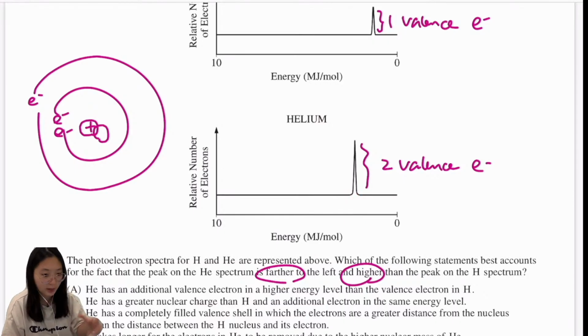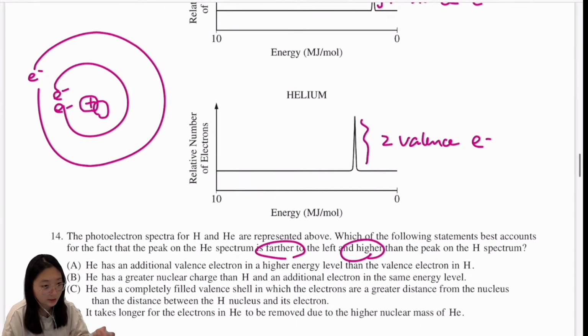So that means the binding energy, or ionization energy, is bigger. This is because helium has twice as much effective nuclear charge. It has 2 protons, so the electrons experience a greater attraction force toward the nucleus. They're bonded stronger toward the nucleus, so it's harder to remove them.